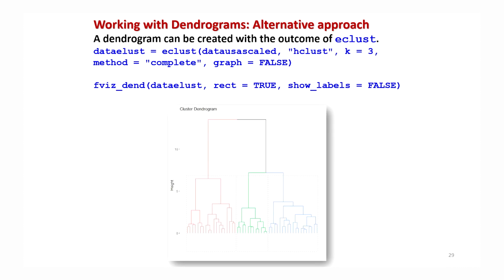But anyway, let me go here better. Whatever the outcome, I'm trying to store it in the name data eleft, and then I use the command fviz underscore on this data which we have obtained, then rectangular is equal to true, show labels is equal to false, and you can see here it is giving you this type of graph.